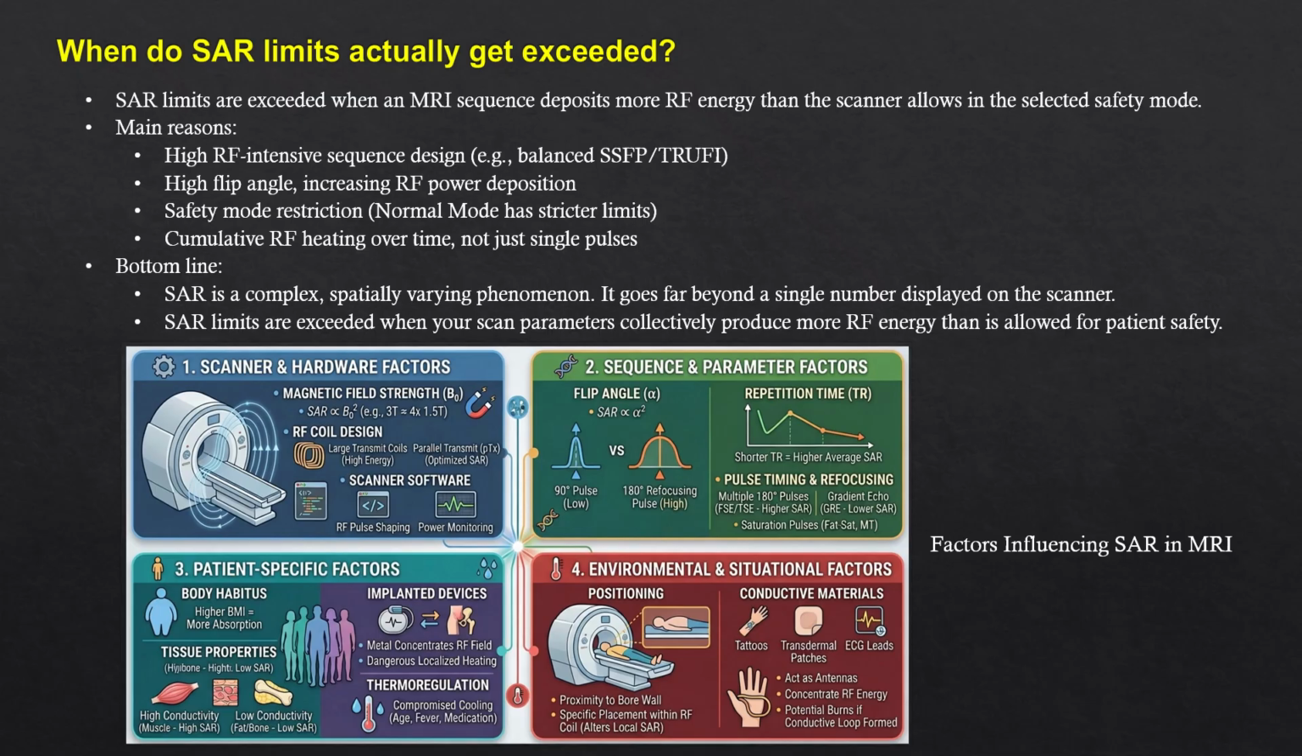So what are the main reasons SAR limits get exceeded? RF-intensive sequences, such as balanced SSFP, which use rapid and repeated RF pulses; high flip angles, which directly increase RF power deposition; strict safety modes, where normal mode applies more conservative SAR limits compared to higher operating modes; and cumulative RF heating over time, meaning SAR depends on the total energy delivered, not just individual RF pulses. Here's the bottom line. SAR is a complex, spatially varying phenomenon. It goes far beyond a single number displayed on the scanner. SAR limits are exceeded when your scan parameters collectively produce more RF energy than is allowed for patient safety.